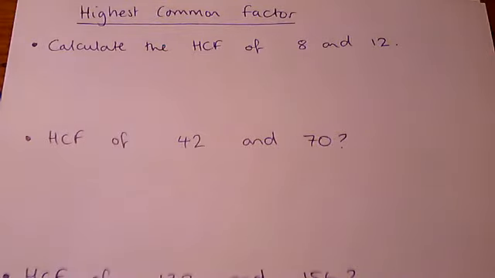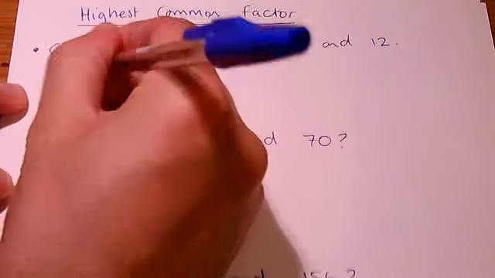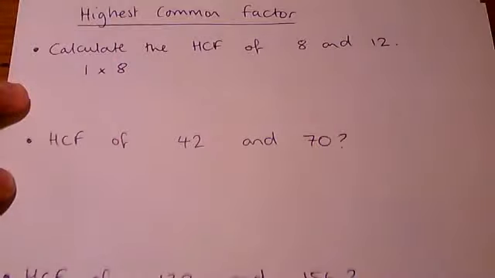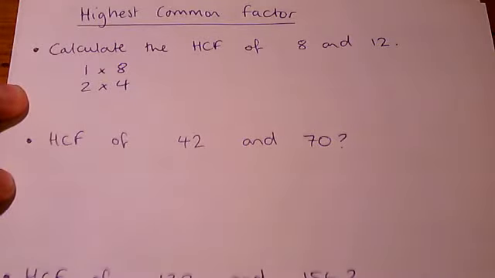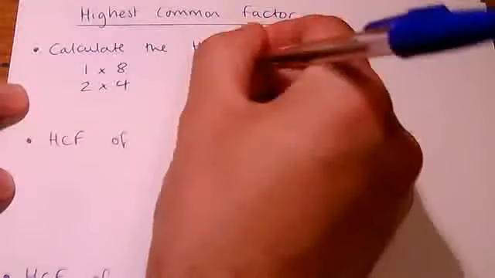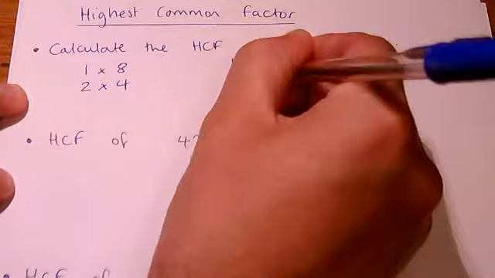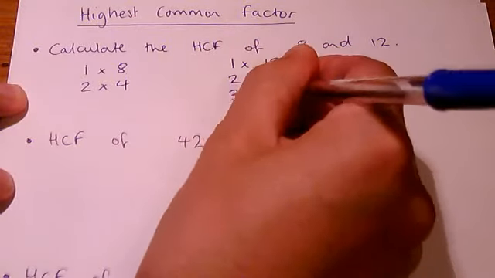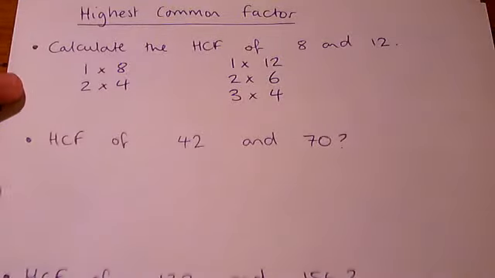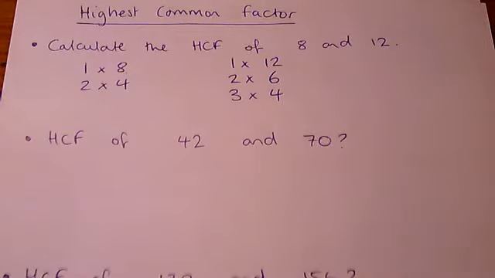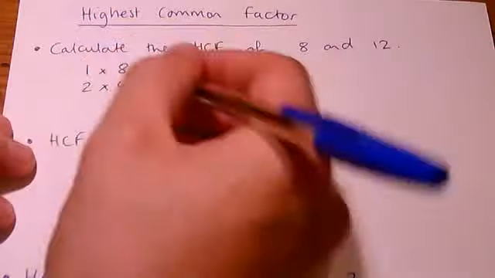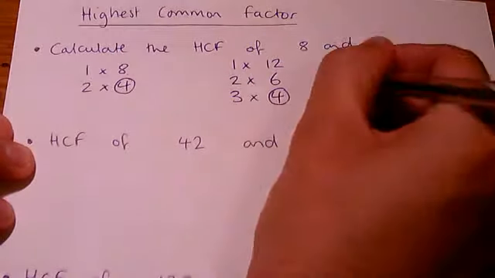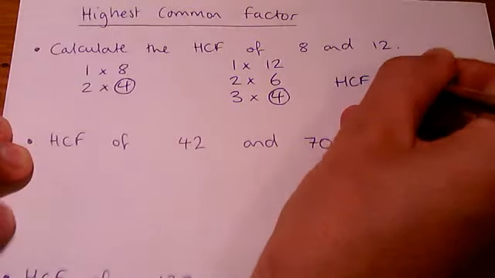It's reasonably straightforward to find the factors of 8. You can start off just writing a list of things that multiply to make 8, and those are your factors. And if we do the same with 12, 1 times 12, 2 times 6, 3 times 4. Now to find the highest common factor, we have to look for the highest number that appears in both lists, and I think that's going to be 4. So the highest common factor in that case is 4.